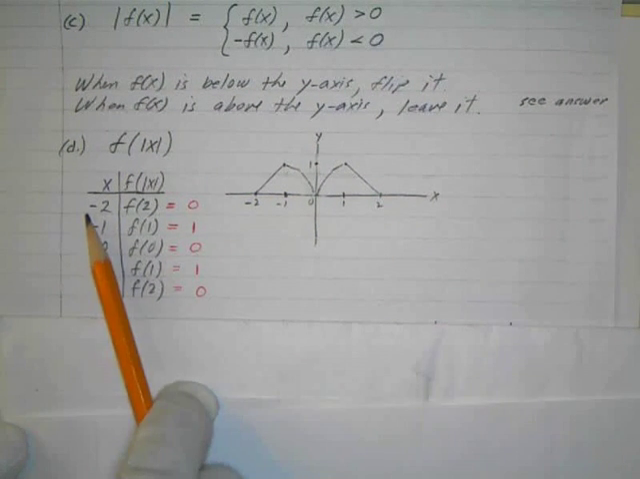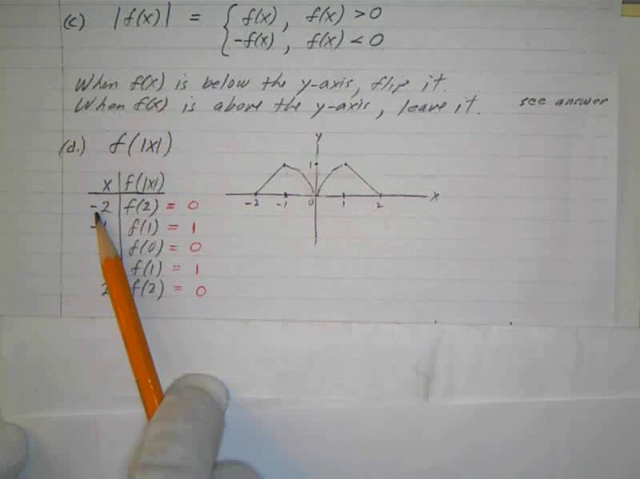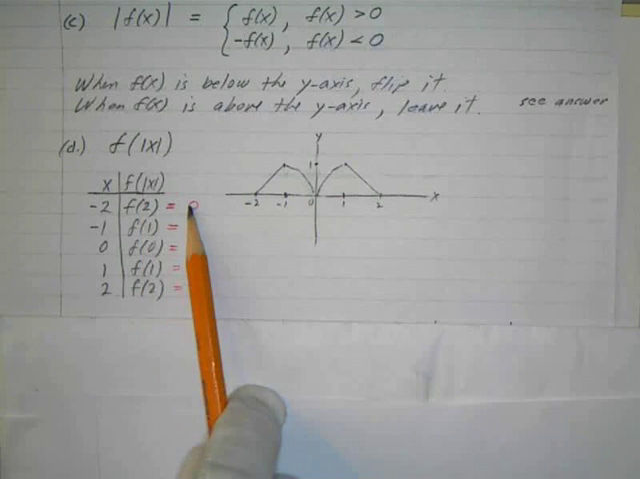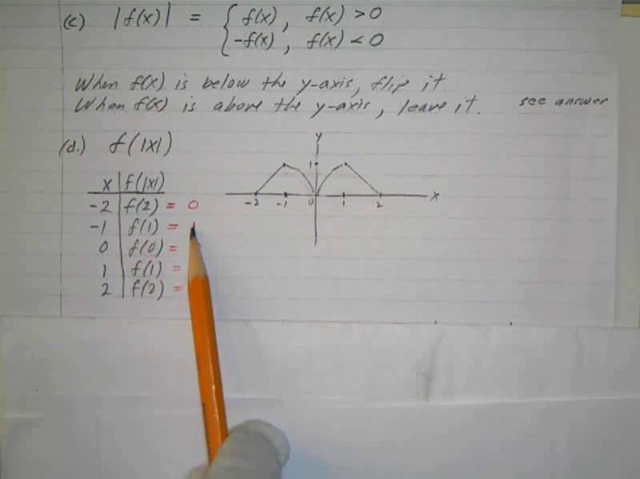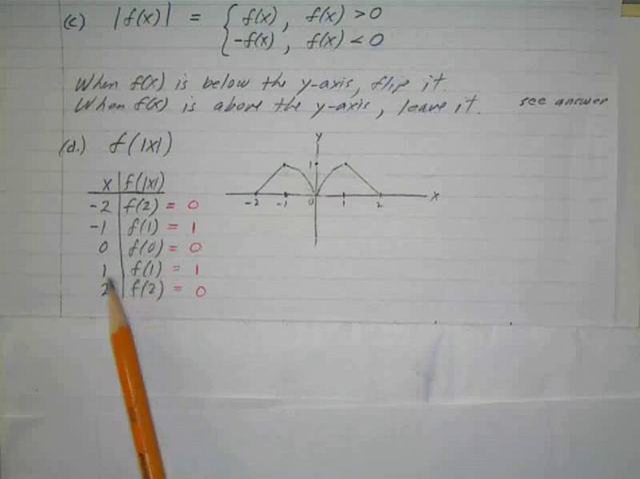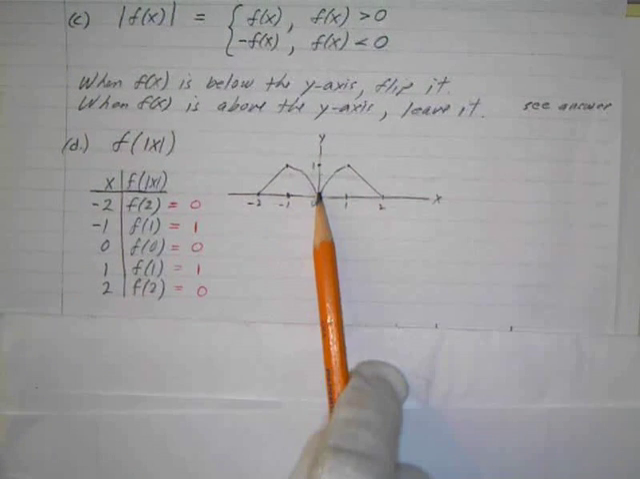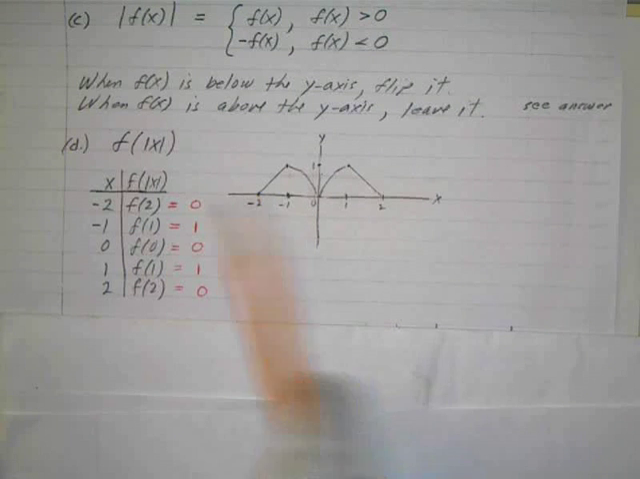So when x is negative 2, if I take f of the absolute value of negative 2, the absolute value of negative 2 is 2. And the f of 2 by my graph was 0. Negative 1, that's going to be the absolute value of negative 1 is 1, so f of negative 1 is 1. 0 is the same, and then 1 and 2 stay the same. So basically I have the same thing here. And then I just reverse these. In other words, it flips it around.